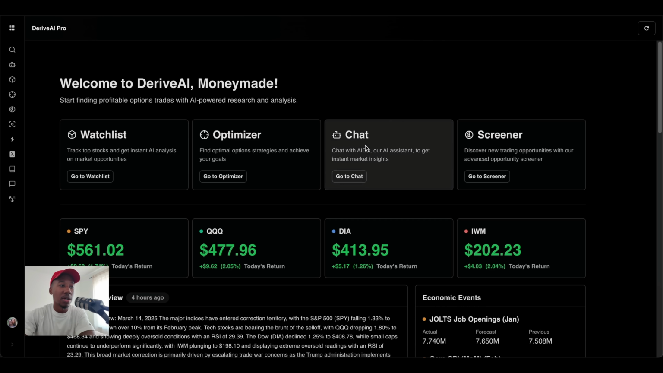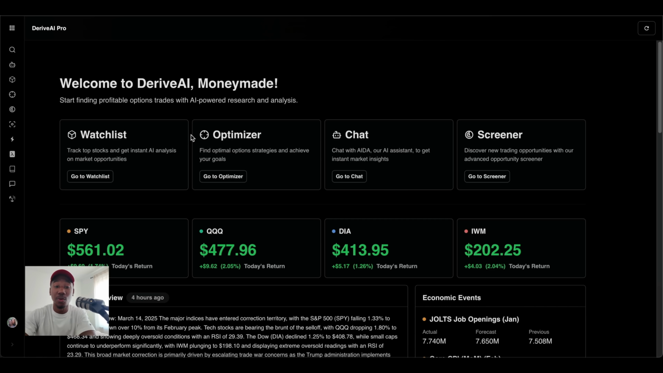That way we can all come to a conclusion together. Is Derive AI legit for day trades? It for sure has been the past couple of days for me. All right, so here we are. We are looking at Derive AI. If you are not familiar, this is the Derive AI platform.